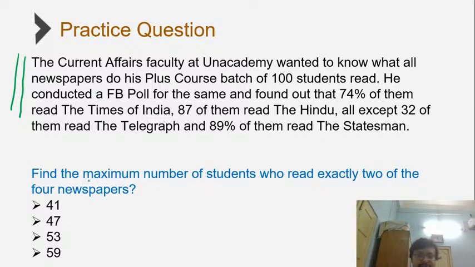The first one says, find the maximum number of students who read exactly 2 of the 4 newspapers. So unlike in the previous set where you need to maximize or minimize those in the all 4 newspapers category, here you need to maximize those who read exactly 2 out of the 4. So try taking 2-3 minutes to solve this.